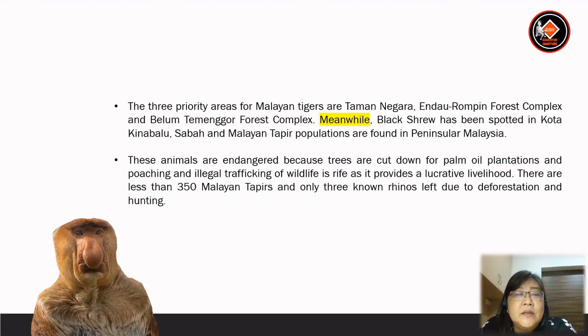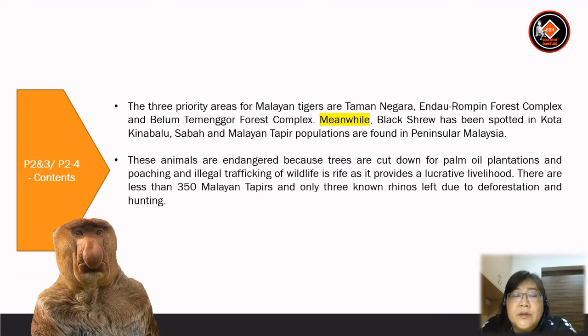Dear pupils, now we are writing paragraph 2, 3, or maybe you can write more, maybe paragraph 2, 3, and 4 for the contents. So there are a few examples here. The three priority areas for Malayan tigers are Taman Negara, Endau Rompin Forest Complex, and Belum Temenggor Forest Complex. Meanwhile, black shrew has been spotted in Kota Kinabalu, Sabah, and Malayan tapir populations are found in Peninsular Malaysia.